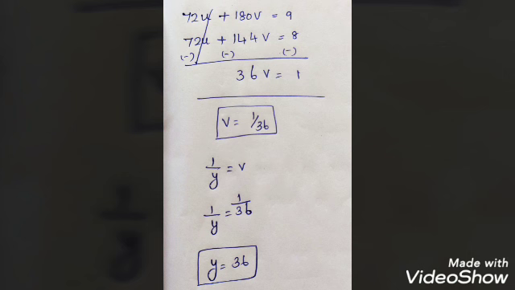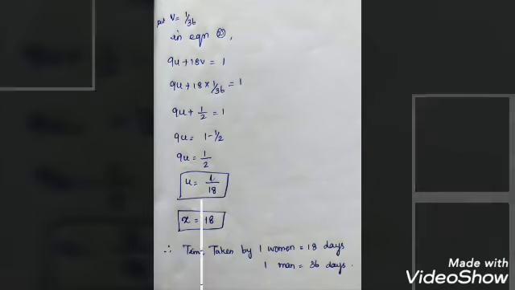So 1 by y equal to v. So 1 by y equal to 1 by 36. So y equal to 36. Is it clear? Nothing we did. We took the women's work and the men's work as x and y, which means the time taken x and y. Then we normally substitute.